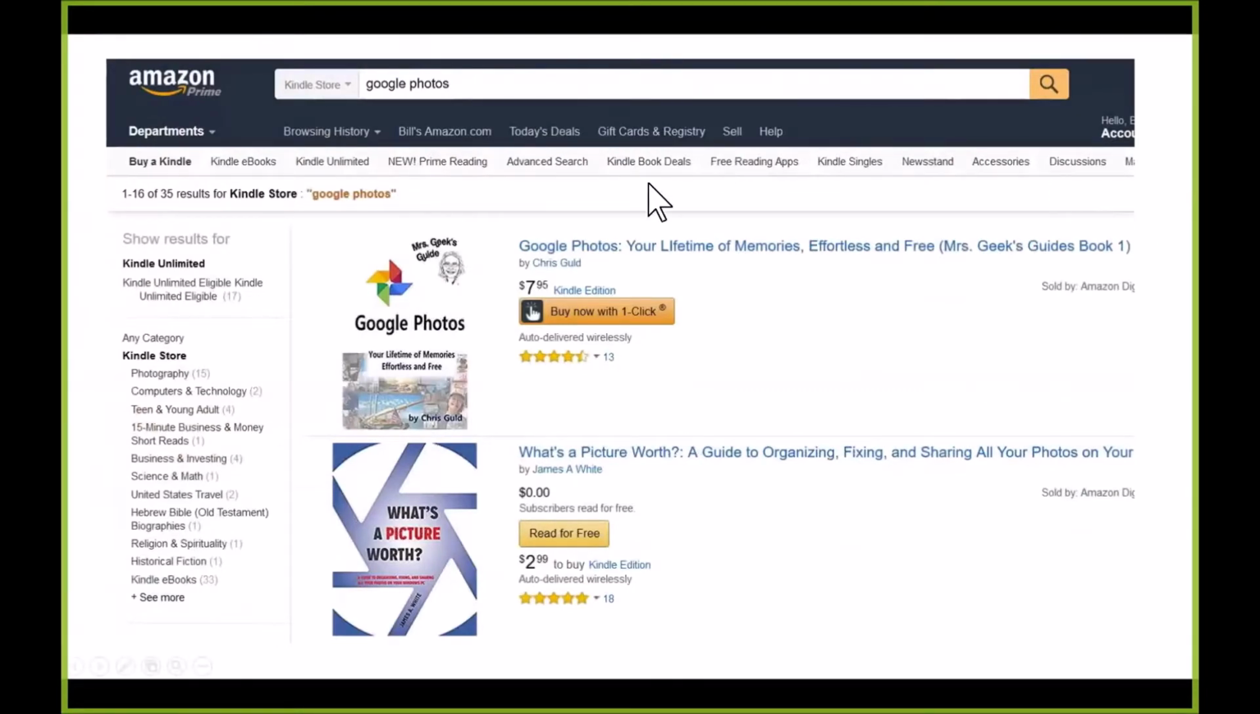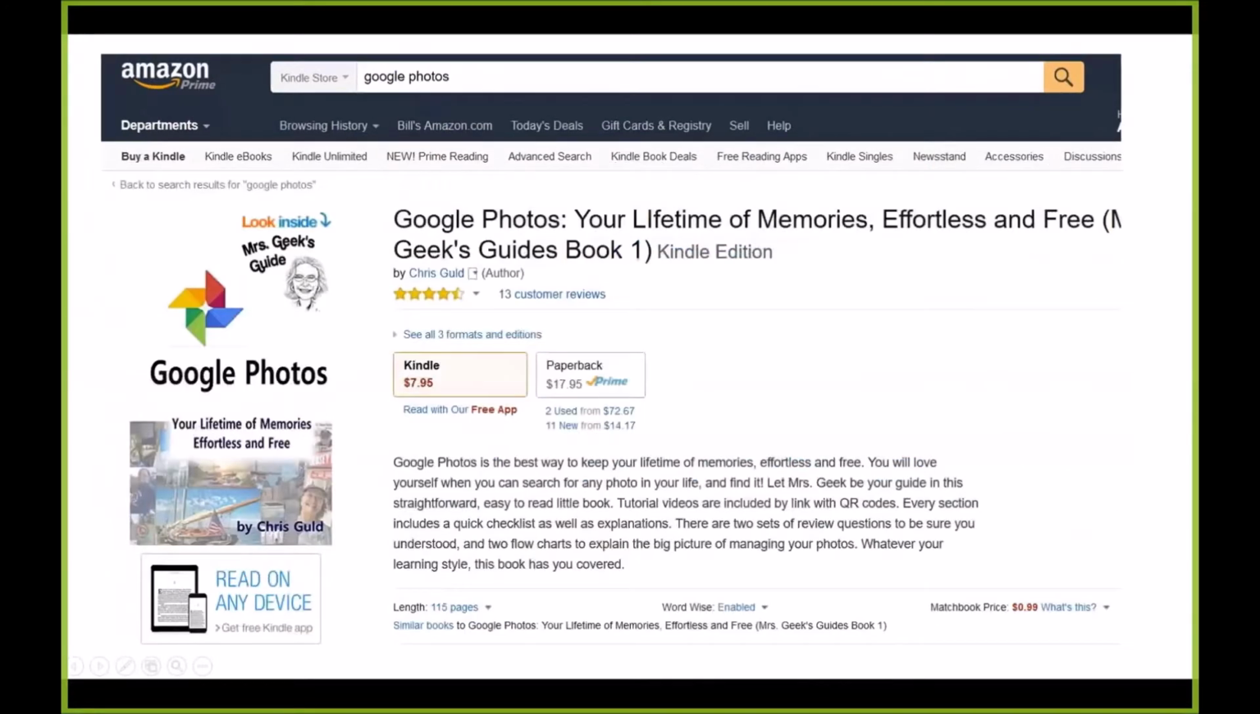So here's an example of a print book. A lot of you know Chris Gould, Geeks on Tour, and this is her Google Photos book. I typed in Google Photos, it came up. Click on her page and you go to her page. So here's her pricing. She has the Kindle version for $7.95. She has the paperback version for $17.95. It doesn't say Kindle Unlimited, so you can't borrow it, and it doesn't say Matchbook. So if you bought this one, you cannot get the Kindle version for $2.99 or less. She's not in that program, which is fine, no problem there. That's just how that works.